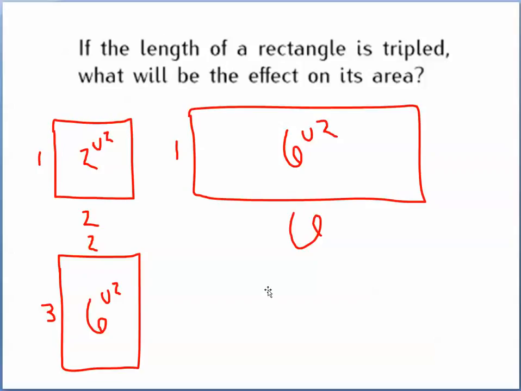The tricky part about this one was that you might have been anticipating that if it had said the lengths of the rectangle are tripled, well, then it would have gone up by a factor of 9 and not 3.